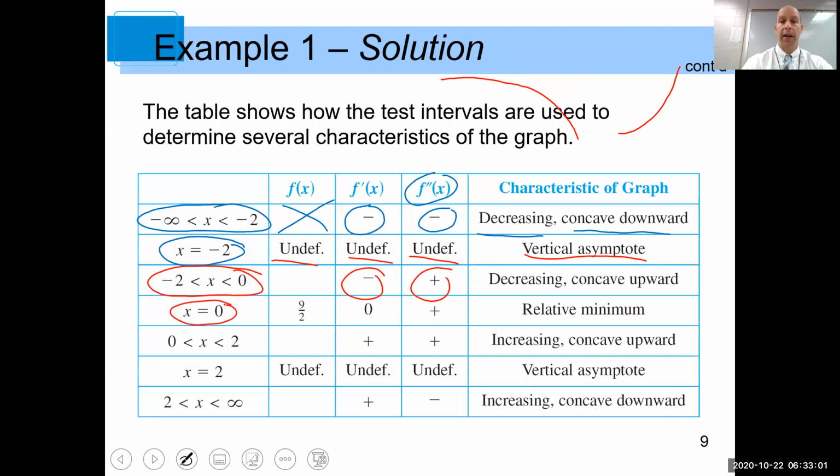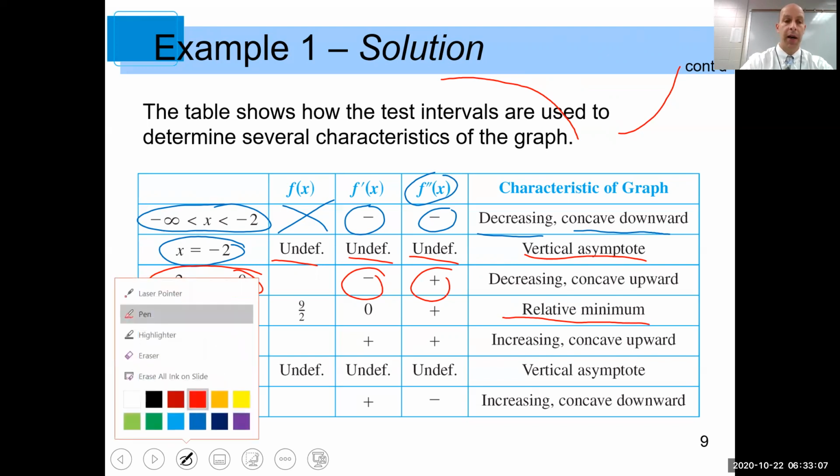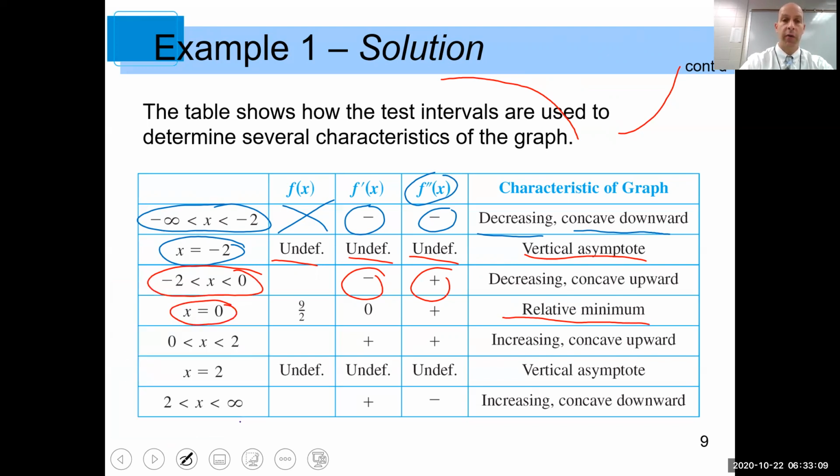X equals 0, that's our relative min. And the reason that we know it's the relative min is because, I'll do it in purple, the first derivative changed sign from negative to positive. Notice that the second derivative is positive there, so that tells us that it is also concave up there.